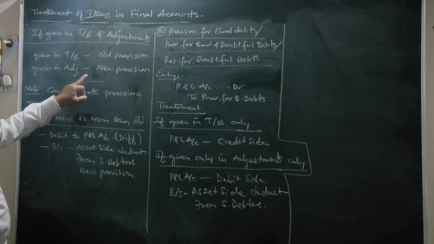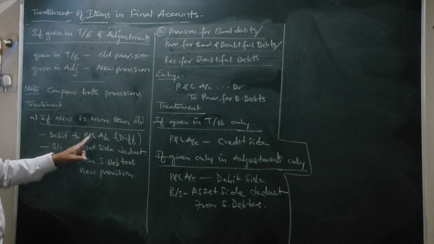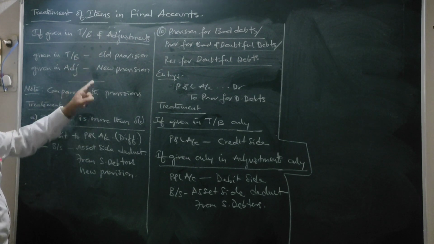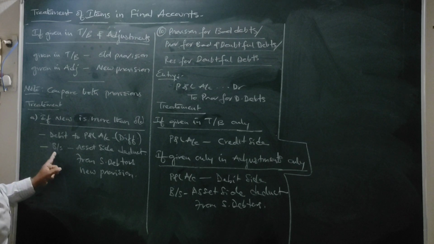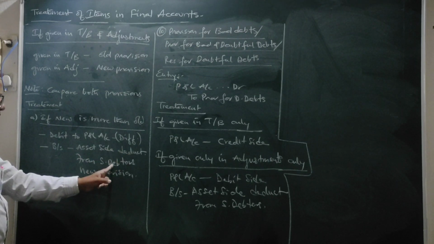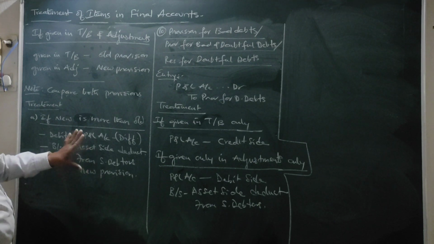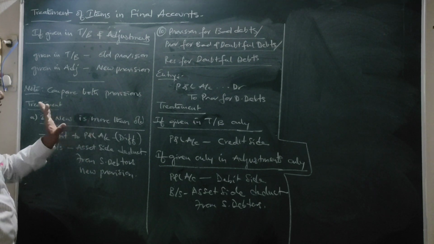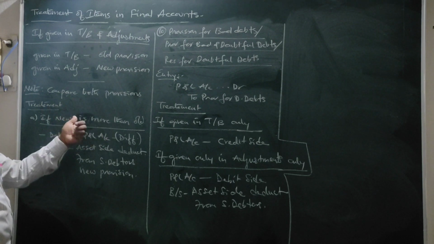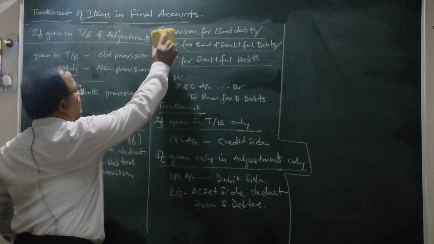When new provision is more than the old provision, at that time debit to profit and loss account the difference between these two. Similarly, on the balance sheet asset side, you deduct from sundry debtors only the new provision, the one which is given in adjustments. Now this is when new is more. Take for example, if old is more than new. I am wrapping up this particular part now.